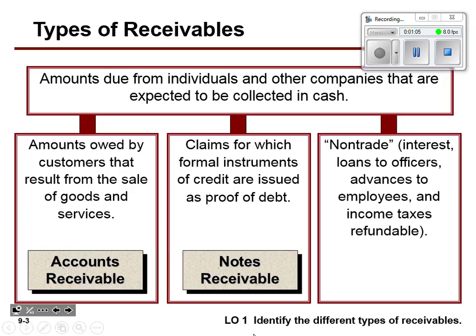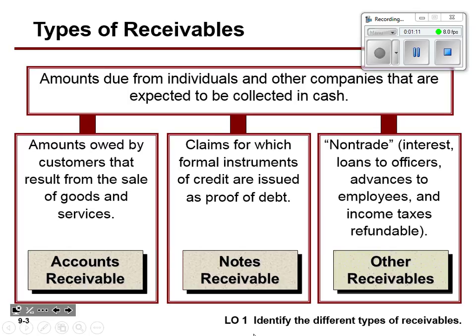So non-trade things like loans to officers, advances to employees, maybe income taxes refundable are considered other receivables. What you need to know, though, these are more short-term. Notes receivable are more long-term. Notes receivable is us loaning money, typically, that will be paid back over a long length of time.